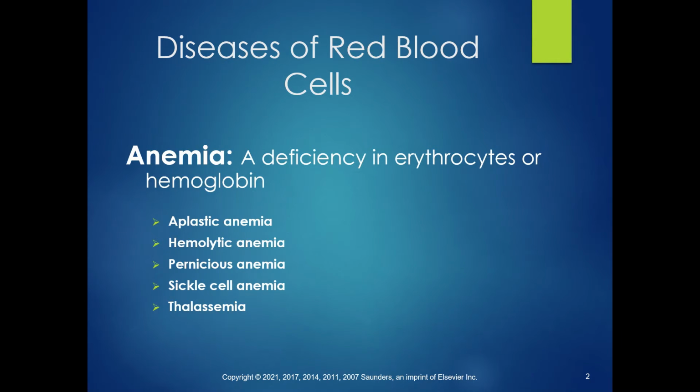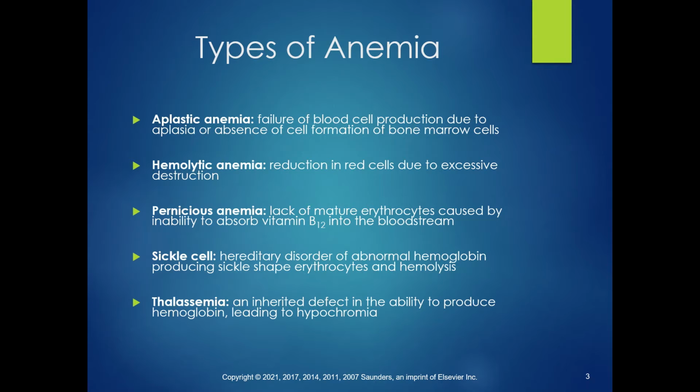Let's jump in and talk about these. So some basic definitions for these. Aplastic anemia. Aplastic, we're using that word to mean without growth. So this one's a failure of blood cell production due to aplasia or the absence of cell formation in bone marrow cells. So this is just a decrease in overall erythrocyte count, red blood cell count, because of a failure to produce red blood cells.